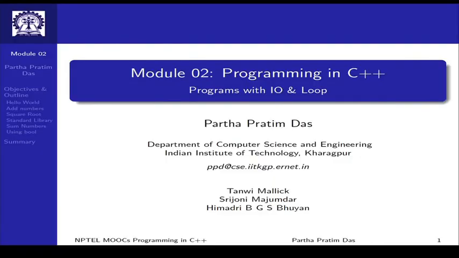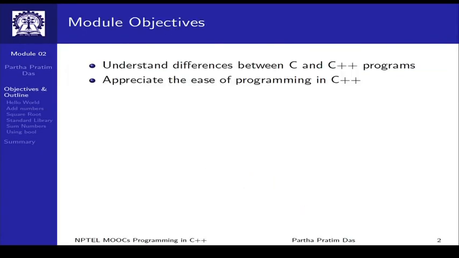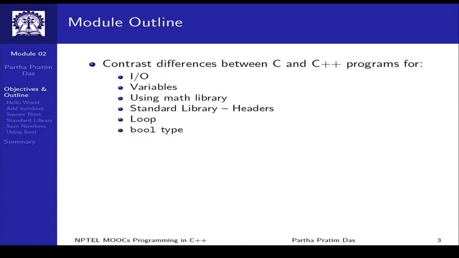In this module and in the next 3 modules, we will talk about various programming examples and show how in C++ these programs can be written more efficiently, more elegantly, and often with better ease than what is needed in C. So, in module 2 we will get started with understanding the basic differences between C and C++ programs, and we will try to appreciate the ease of programming in C++ as we go over this module as well as the following 3 modules.